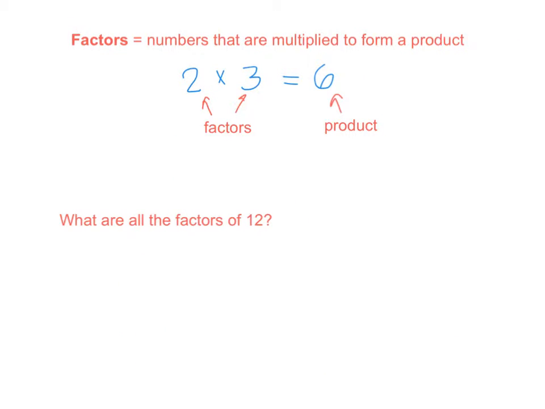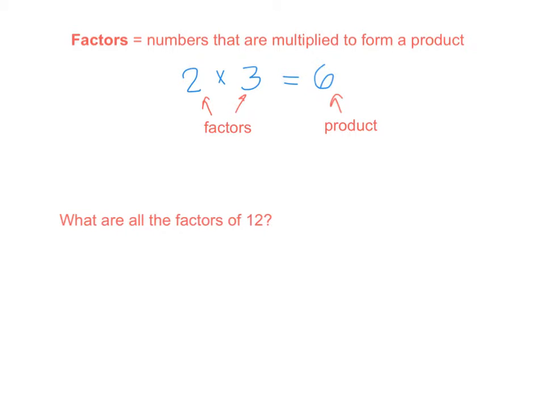So the first thing we want to write down is a vocabulary word. We definitely want to write it down. We want to write down that a factor is numbers that are multiplied to form a product. So here you see a multiplication sentence, 2 times 3 equals 6. Which numbers are the factors, Marcus?